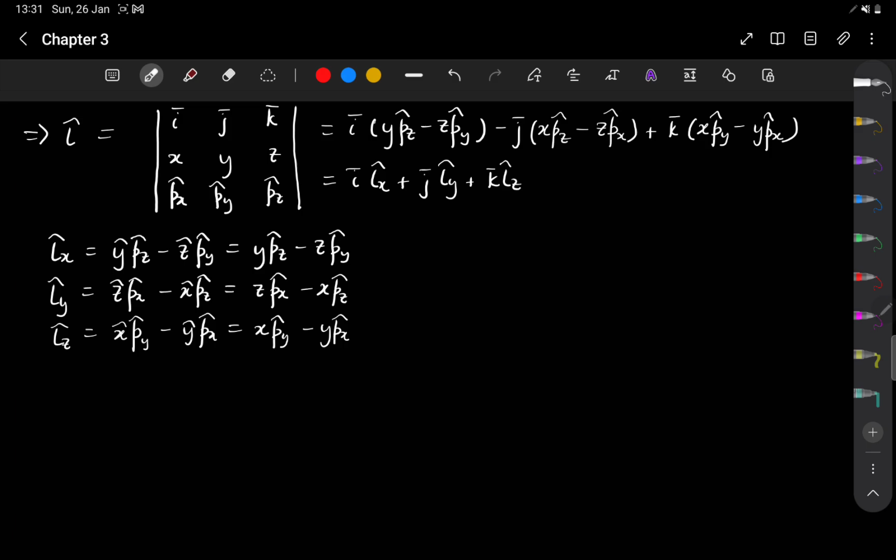Now we need to look at the commutator of these components. So first let me just briefly define what a commutator is. So commutator is an operation between two operators. Commutator, it is given by this operation. It is denoted by square brackets.